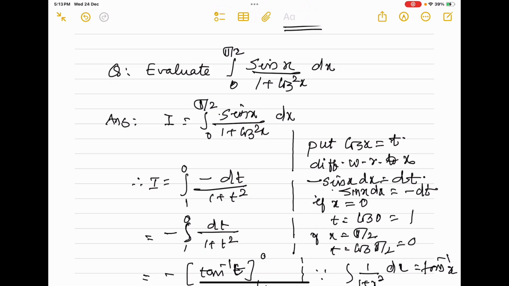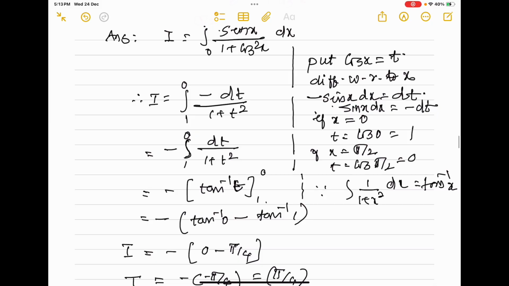Then differentiate with respect to x. On the right side, negative sin x dx equal to dt, so sin x dx equals negative dt. Then we want to change the limits. If x equal to 0, t equal to cos 0, that's equal to 1. If x equal to pi by 2, t equal to cos pi by 2, which is equal to 0. Therefore, on the left side, I equal to integral 1 to 0 of negative dt by 1 plus t square. We take the negative outside, then integral 1 to 0 of dt by 1 plus t square.